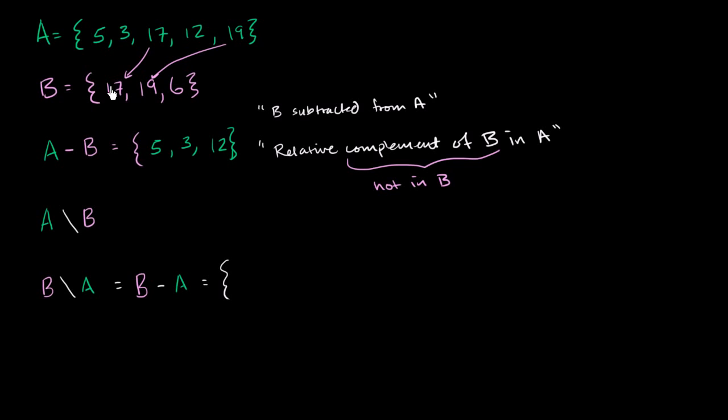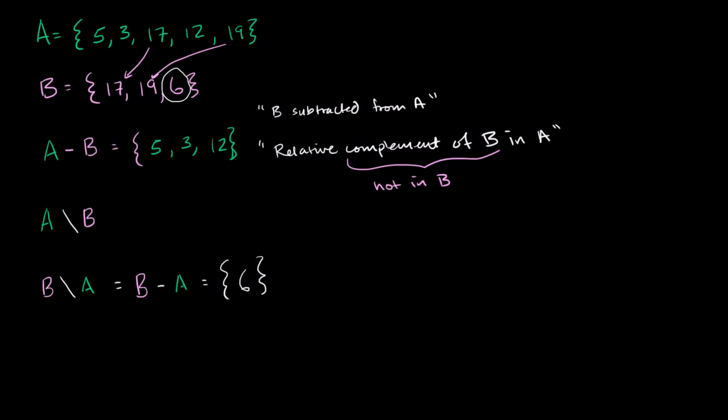If we start with set B, we have a 17, but a 17 is in set A, so we have to take the 17 out. Then we have a 19. Oh, but there's a 19 in set A, so we have to take the 19 out. Then we have a 6. Well, we don't have to take a 6 out of B because the 6 is not in set A, so we're left with just the 6. So this would be just the set with a single element in it, the set containing 6.